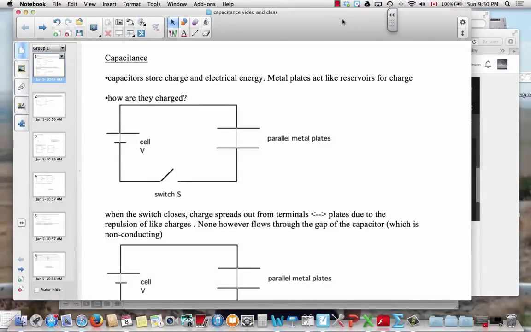Okay, our next topic is capacitance. Capacitors are used to store charge and electrical energy, and a capacitor is fairly simple. It's just two sheets of metal that are hooked up parallel to each other. Now, if you connect it up to a cell and close the switch, then there is an open circuit here.